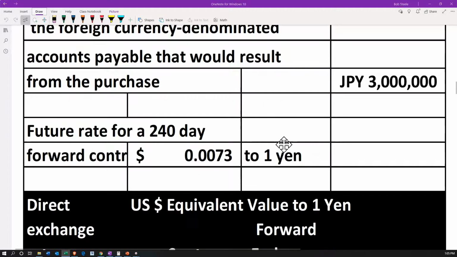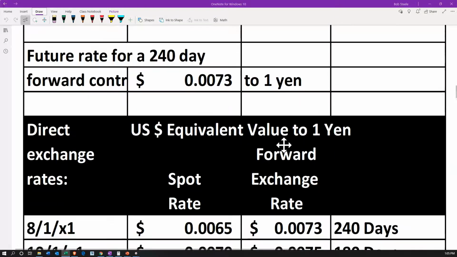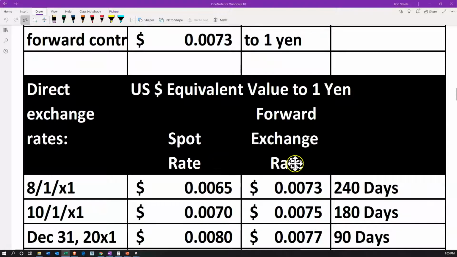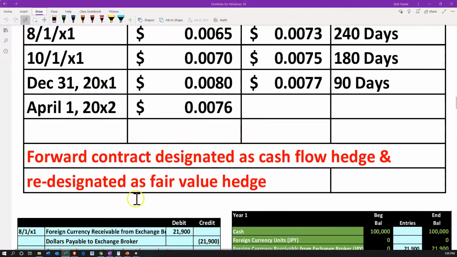So we got the 3 million yen we'll be dealing with. The future rate for a 240-day forward contract, 0.0073 to 1 yen. We're going to be dealing with the spot rate and the forward exchange rates for the relevant dates on the left. The forward contract designated as a cash flow hedge and redesignated as a fair value hedge. So that's going to be the key.